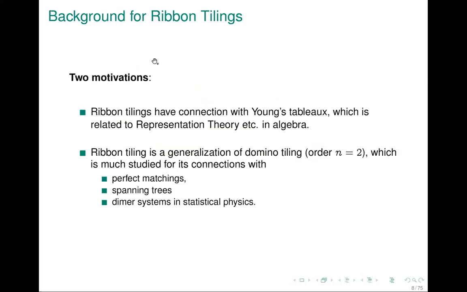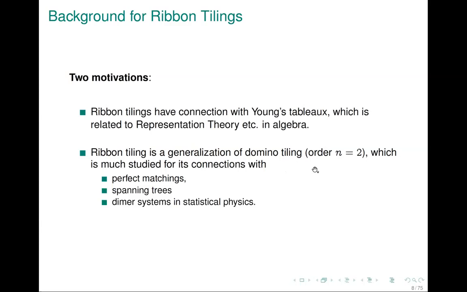next is some motivation for us to study ribbon tilings. First of all, ribbon tilings has some connection with Young's tableaux, which is related to representation theory in algebra. So there's one motivation, and the other motivation comes from domino tiling. So domino tiling is much studied for its connection with perfect matching, spanning trees, and the so-called dimer system in physics. And the ribbon tiling can be considered as a generalization of domino tilings. So domino tiling is just the ribbon tiling of order n equals 2. Okay, so here's some motivation.